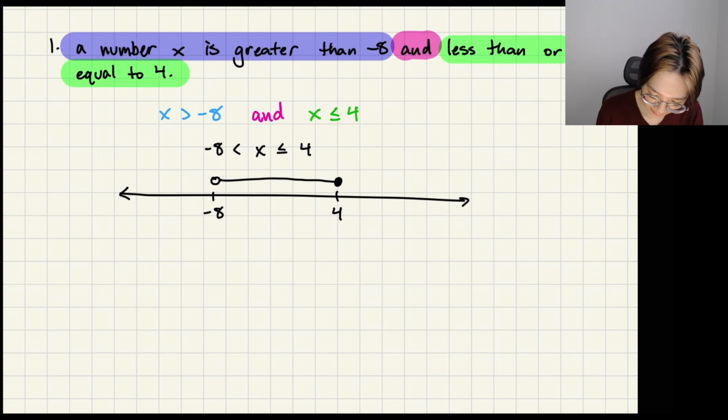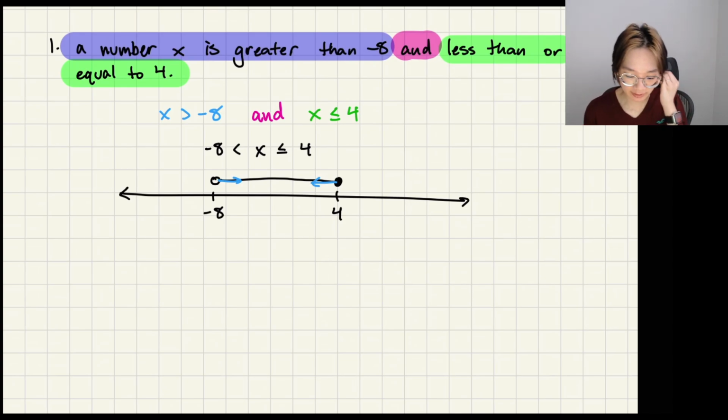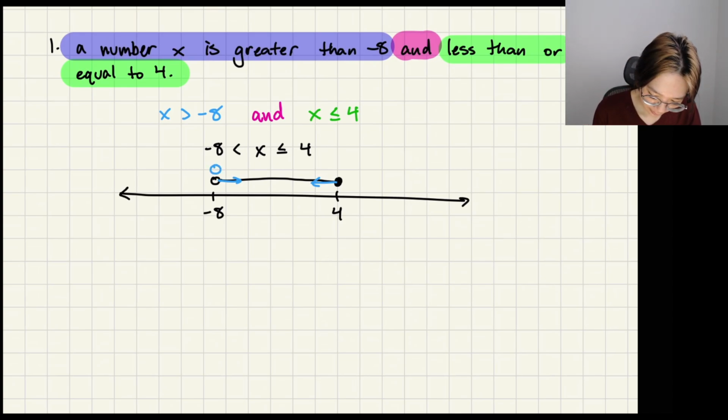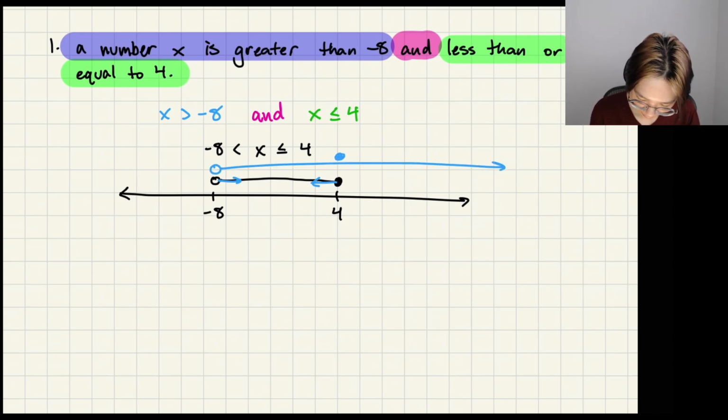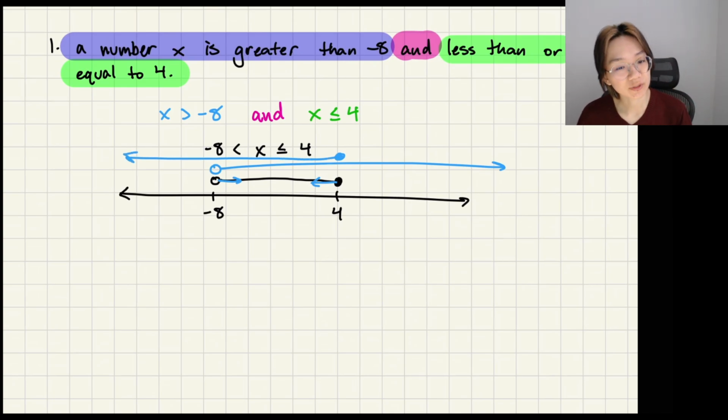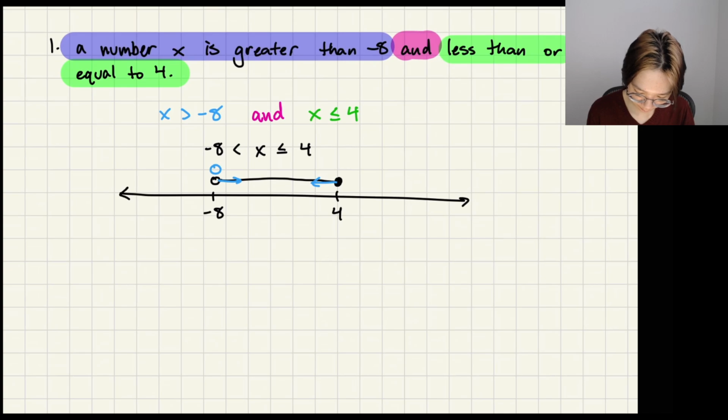As a side note, you can't just do this, because this does imply that now your graph says it's this one and this one, which is not true. We're only wanting to graph what is overlapping.